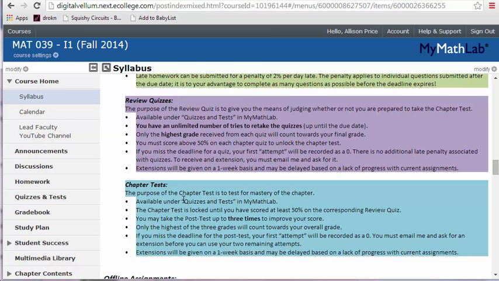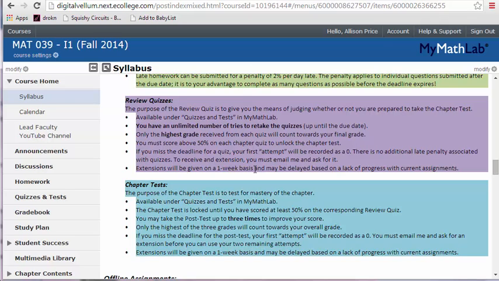The purpose of the review quiz is to determine whether or not you're ready to take the chapter test. You have an unlimited number of times to take the review quiz. Only the highest grade from each quiz counts towards your final grade. If you miss a deadline for your quiz, the first attempt will be recorded as a 0. There is no additional penalty for doing a late quiz, however, you are not automatically able to do so. In order to take a late quiz, you must send me an email and ask for an extension. All extensions are granted on a 1-week basis, but I may deny your request based on lack of progress with your current assignments.